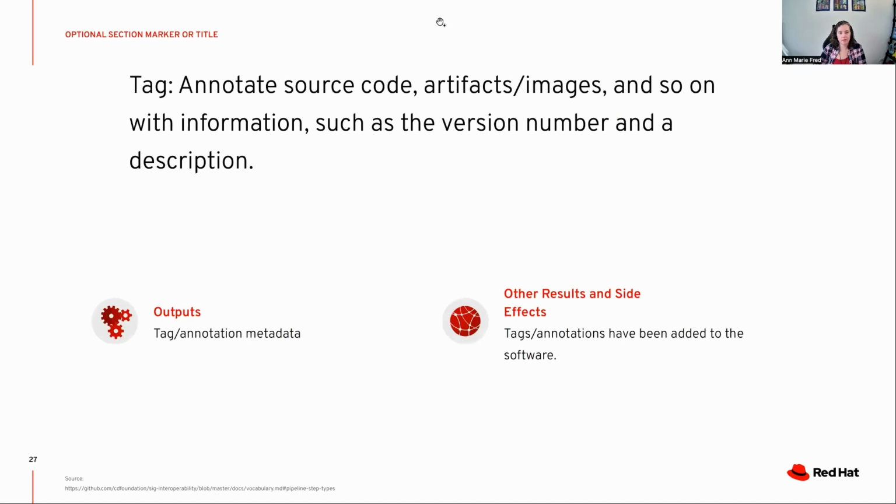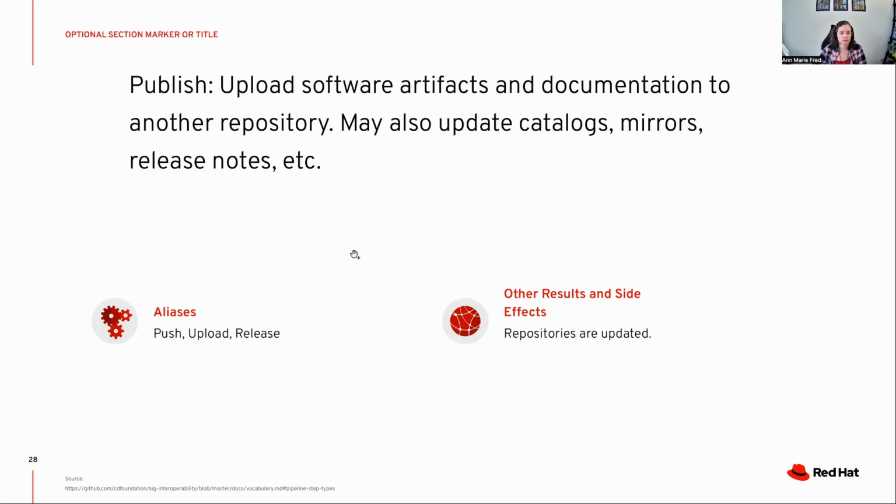In the tag step, we'll annotate source code and artifacts and images and so on with information such as the version number and description. So this is like generated metadata, and we're going to tag it. So for example, we might be adding tags to a certain commit or version in our source code management system or in our image repository. In a publish step, we'll upload software artifacts and documentation to another repository. We may also update various catalogs or mirrors of the repository. We might update our release notes. So this might be called push or upload or release as well.